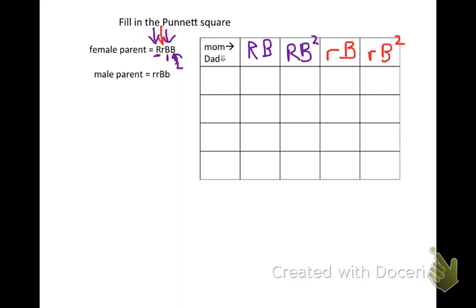Then we're going to do the same for the male parent. Notice that these are all lowercase r's, so we've got r, and our first allele for beak is a capital B. We have lowercase r with the lowercase b for the second allele, which we'll call 2. And then our second allele is also an r, so we've got an r again, a capital B, an r, and a lowercase b.